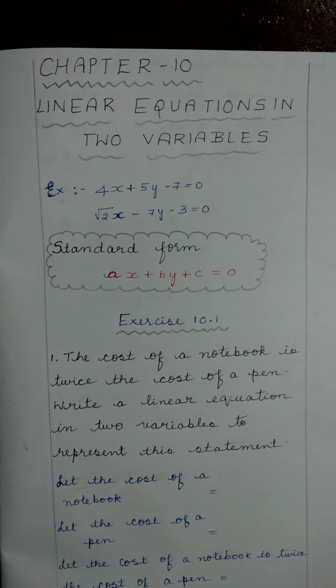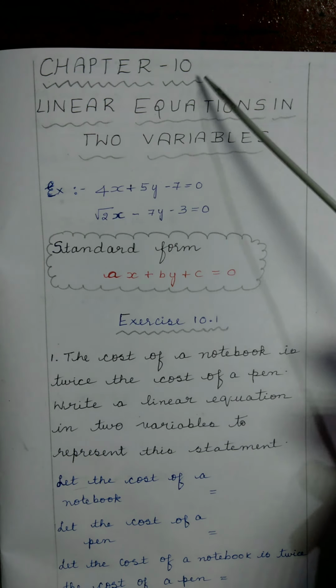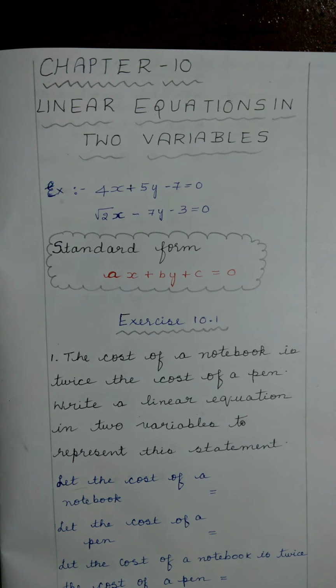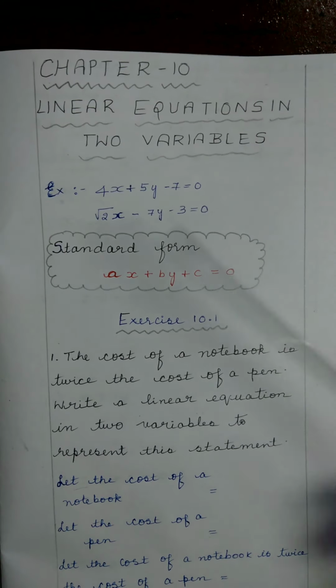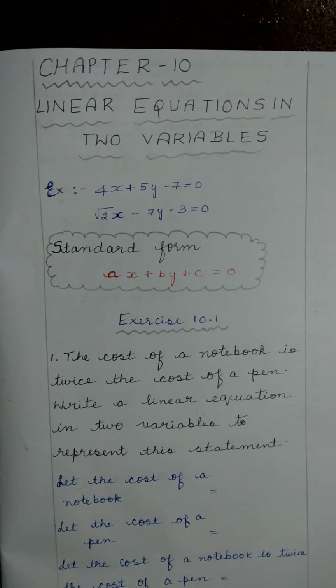Children, this is 9th standard maths, chapter 10, linear equations in two variables. To understand what is a linear equation in two variables, let us consider the following two examples: 4x + 5y - 7 = 0, and the second equation is root 2 x - 7y - 3 = 0. In a linear equation, the degree of the equation will be equal to 1.